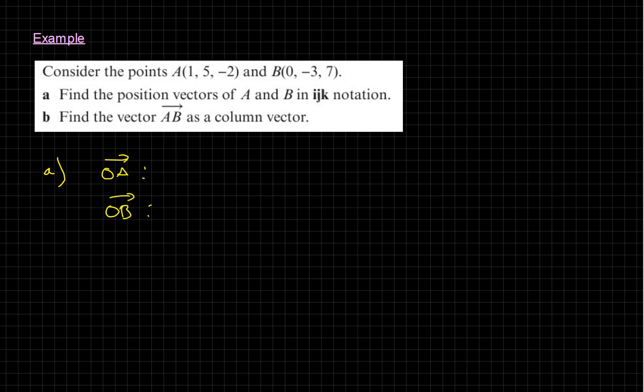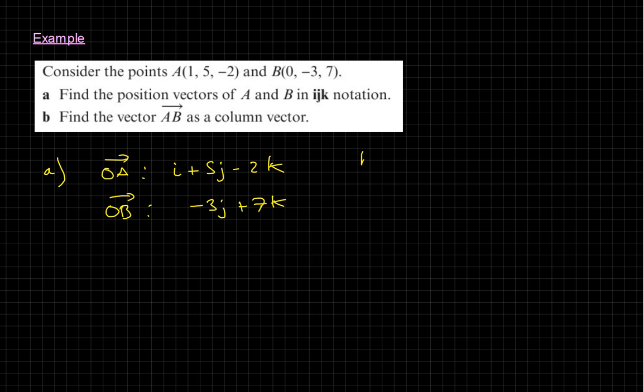And in this case, it's quite simple because the origin is 0, 0, 0. So going from 0, 0, 0 to any of these 2 points is equivalent to just taking the value of each dimension and applying the appropriate i, j, or k to it. Okay, so we've got 1 i, 5 j's, and minus 2 k's in the first instance. And in the second instance, O to B, there's 0 i's, there's minus 3 j's, and there's 7 k's. Okay, so it works in the same way as for 2D. That's the nice thing about 3D vectors. It's just an extension of 2D.